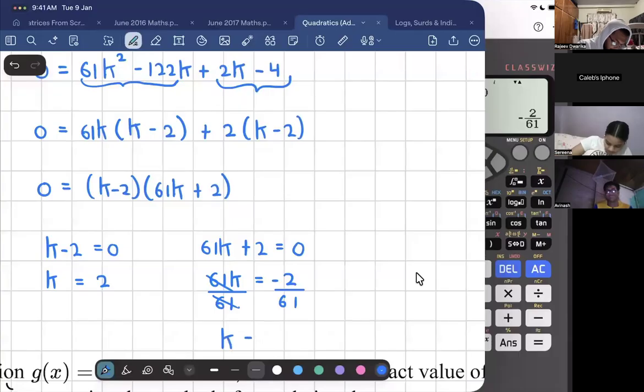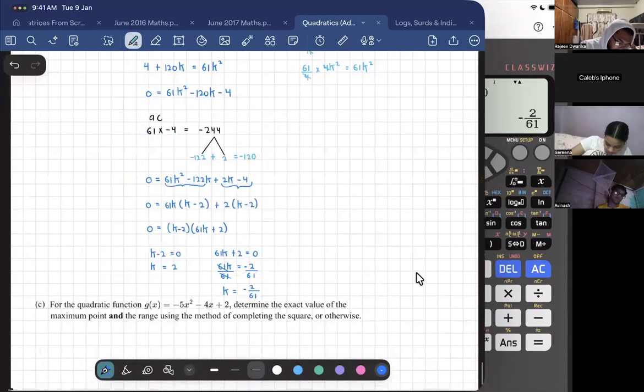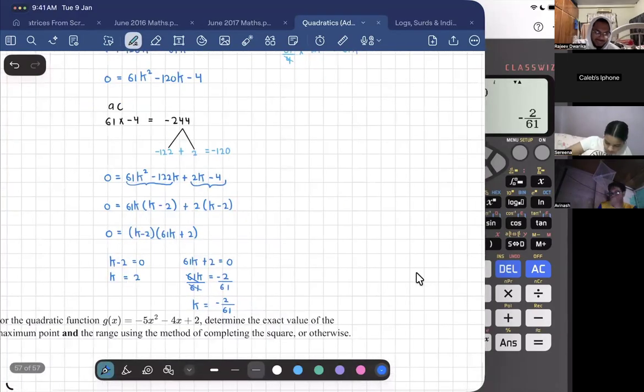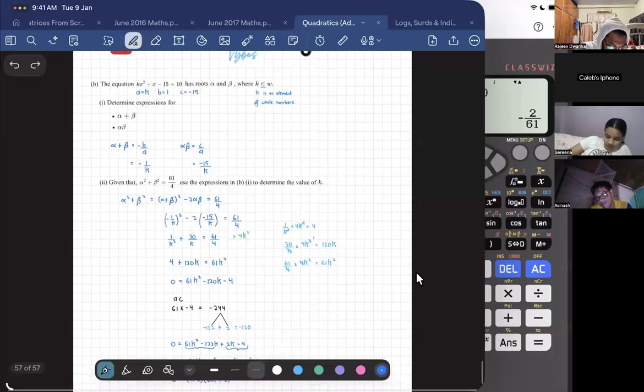So K is going to be equal to minus 2 over 61. Yes. Okay, Serena, what do you think about this? Would you prefer this over doing the quadratic formula or not? Yes, it would have probably taken me a little bit to figure out exactly. No, I agree. Caleb, it would take you a little while too. Avinash, it would take you a little while. Yeah, it would have taken me a little while too.